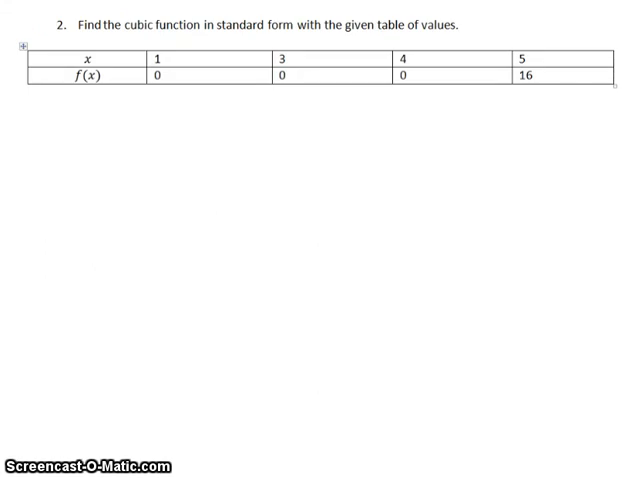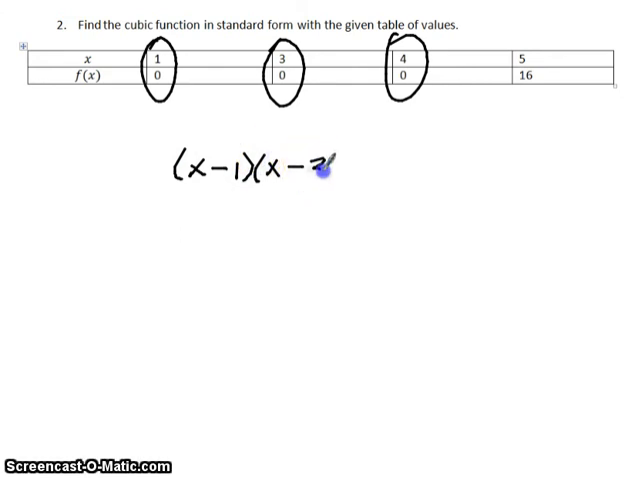We want to find the cubic function in standard form with the given table of values. So we have when x is 0, y is something, and when x is 1, y is 0, that gives us an x-intercept. Here's another x-intercept, and here's another x-intercept. So that tells us certain factors that we can have. Because we have an intercept at 1, we know that x minus 1 is a factor. And we know that x minus 3 is a factor, and x minus 4 is also a factor.